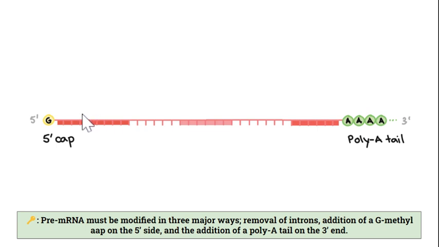Then we're going to add something called the G-methyl cap, which we see right here. This is going to help assist with getting the mRNA out of the nucleus and keeping it protected as it works its way to the ribosome. And then at the end, or the 3' side, we're going to have a poly A tail. And the poly A tail essentially is a protective measure on this side. That way, if we lose base pairs, we're not losing anything important. We're just losing some of this poly A tail overall.